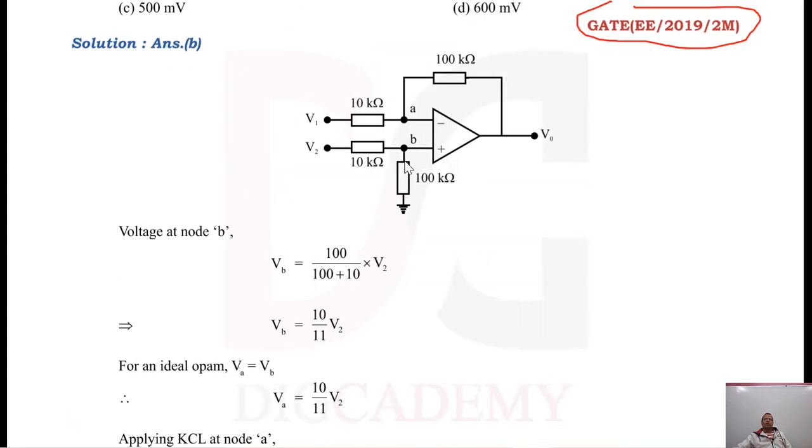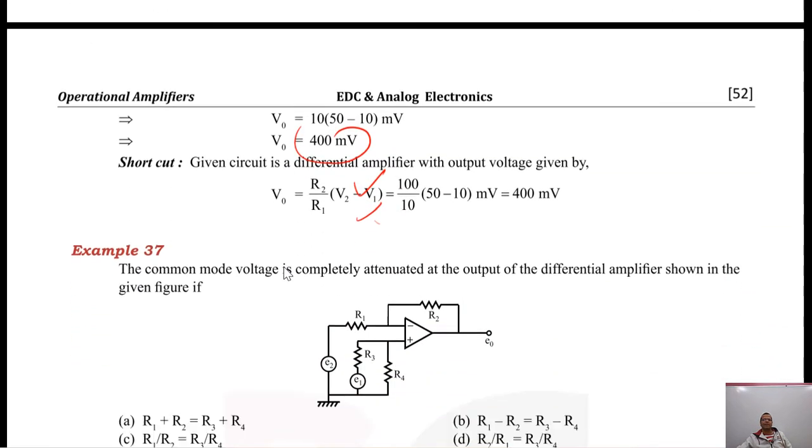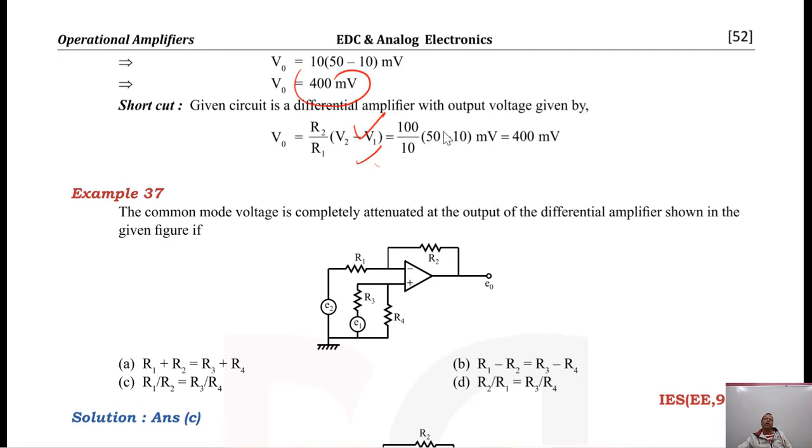Now see carefully. When this resistance is the same as this and this resistance is the same as this, the output voltage of the circuit is nothing but RF by R1 into V2 minus V1. That is the shortcut. RF is this, R1 is this, R1 is this, RF is this. So when this resistance is the same as this and this resistance is the same as this, the output is nothing but RF by R1 into V2 minus V1. That is the shortest way to find the output.